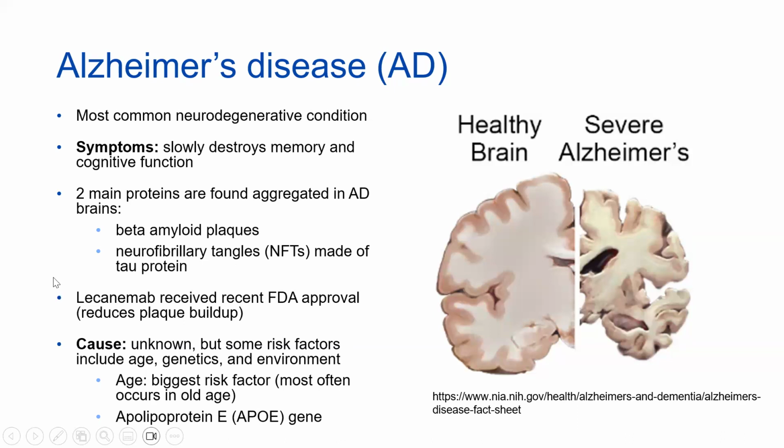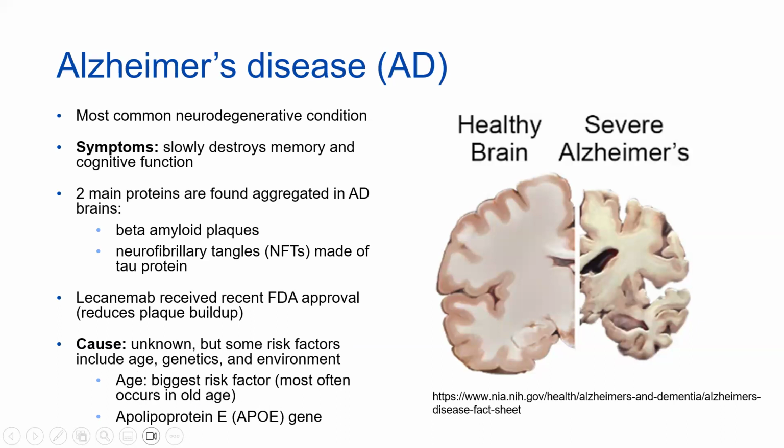There's currently no cure for Alzheimer's, but one treatment that recently received FDA approval, I believe it was the middle of last year, is lecanemab, and this does reduce plaque buildup. The cause of Alzheimer's is currently unknown, but some risk factors include age. Age is actually the biggest risk factor because AD is most common in the elderly population. Also, genetics and the environment can contribute as well.